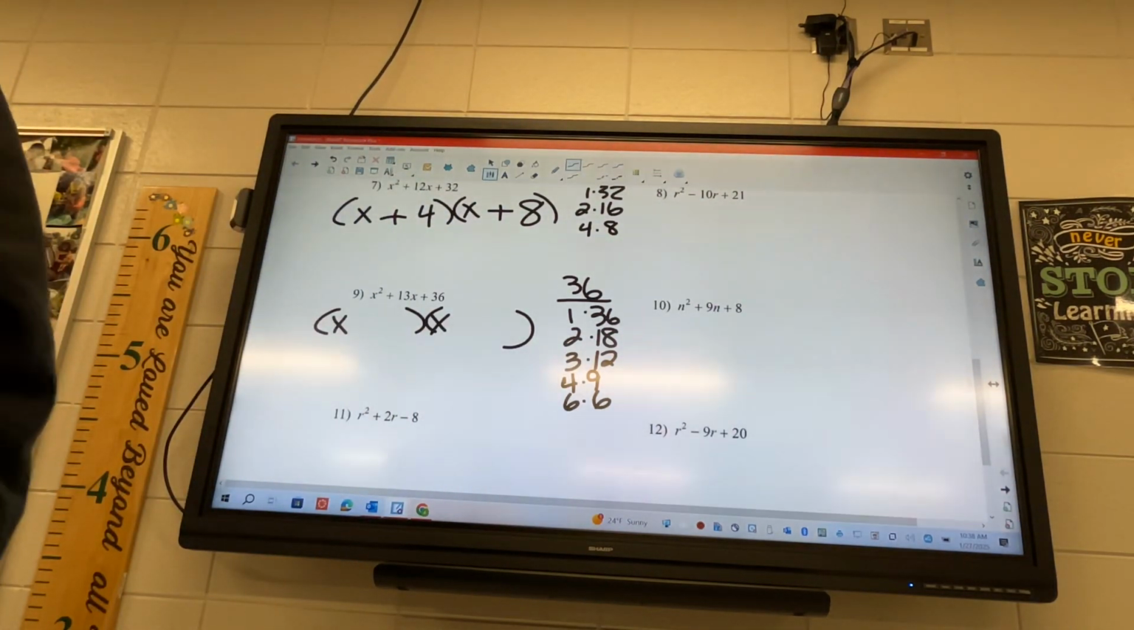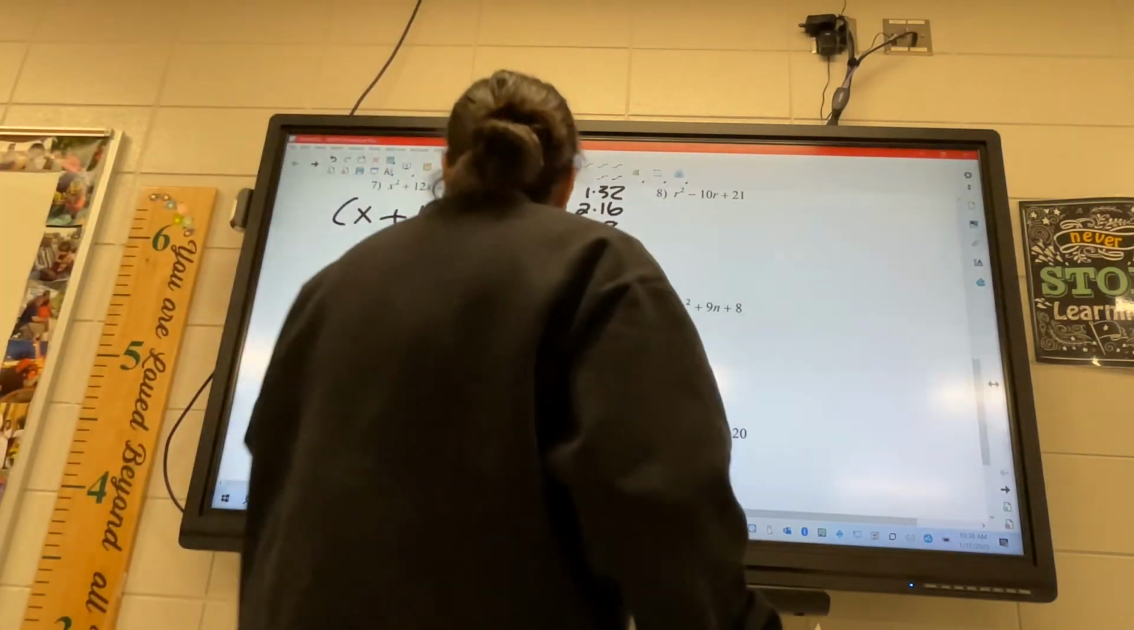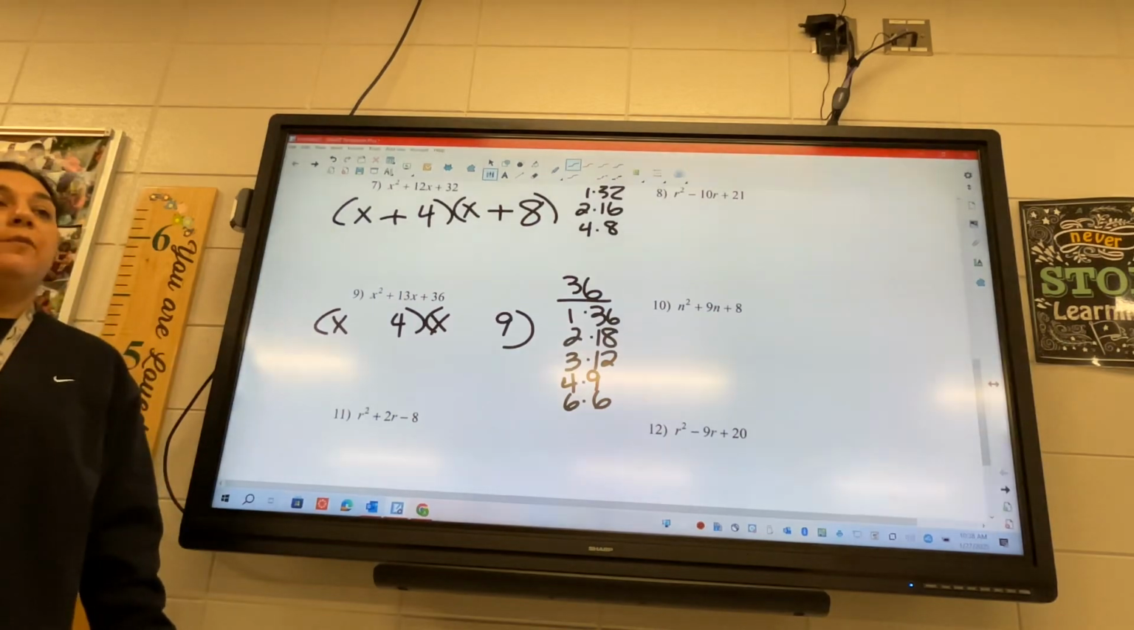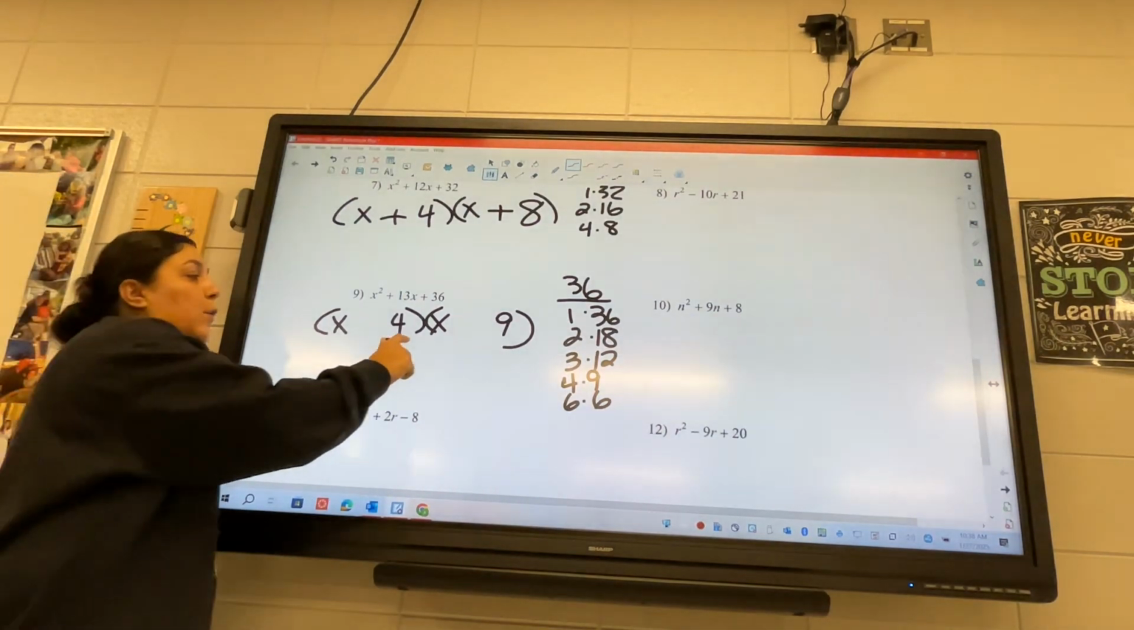What group am I going to use? 4 and 9. Okay, so look at this. We're going to cheat before we even figure out the signs. What number is bigger, 4 or 9?